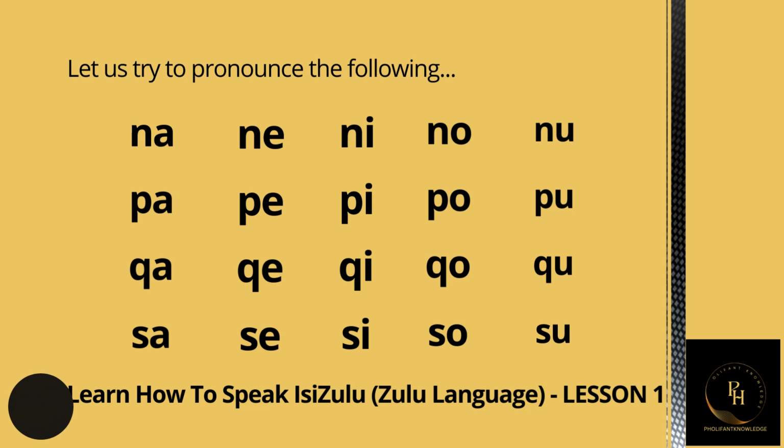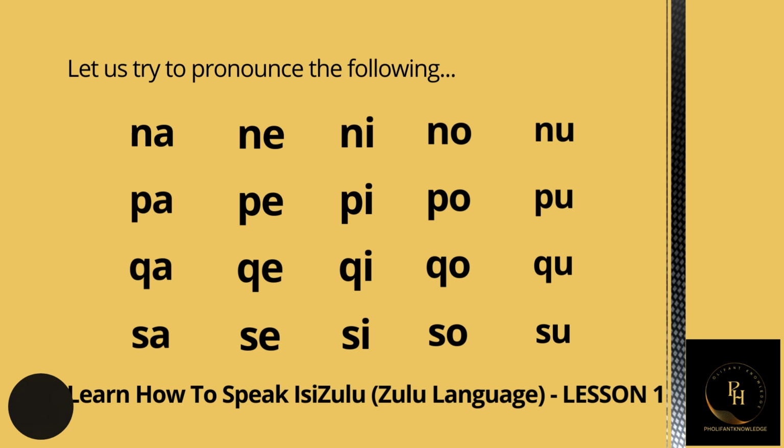So there's na, ne, ni, no, nu. Pa, pe, pi, po, pu. Sa, se, si, so, su. Please keep on practicing this. I'm going to say it for the last time once more, then I go further.